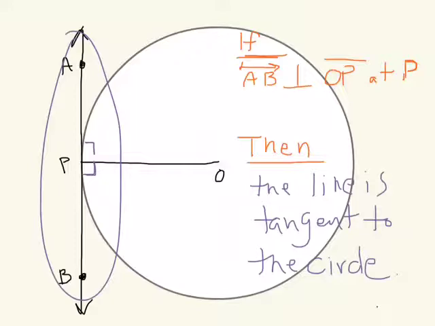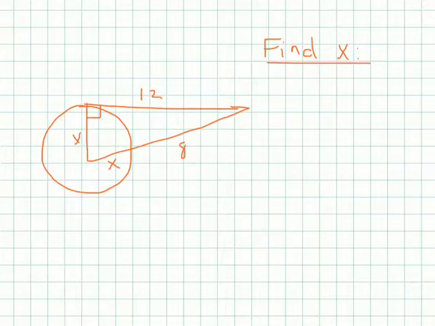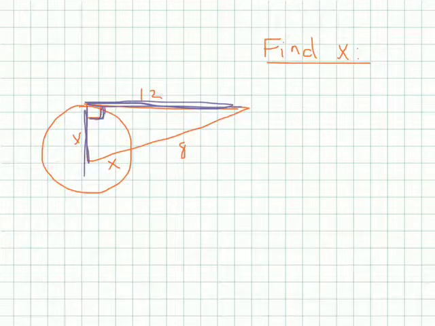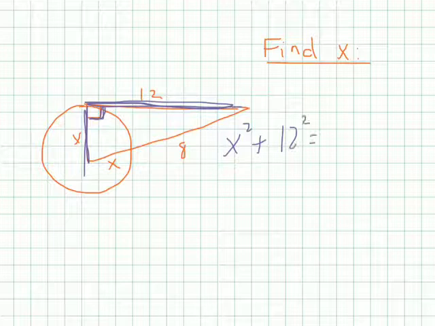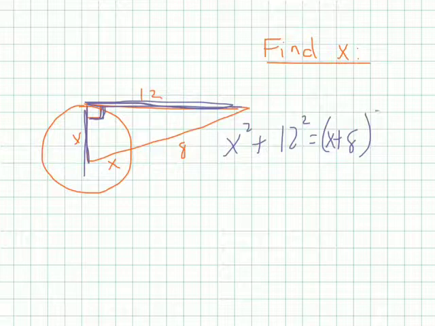Knowing that, then what can we solve? So it says find x. So we know that this line, because this segment here is perpendicular to the radius, because it forms a 90-degree angle, it's tangent to the circle. So again, we could use Pythagorean theorem to solve here. So our two legs, one leg is x squared, plus our other leg, which is 12 squared, equals our third leg, which is x plus 8 squared.